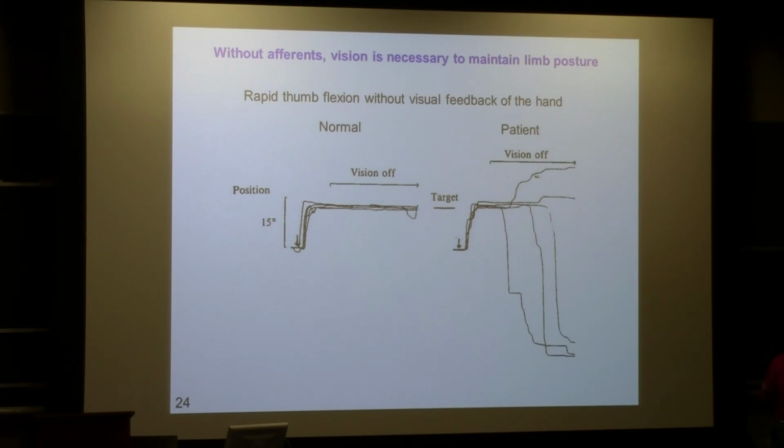Okay, so you don't need the sensory system for generating the typical shape of EMG, agonist, antagonist, agonist, but without sensory feedback, you have no sense of where your body is in space. And so without visual feedback, you can't maintain that position.